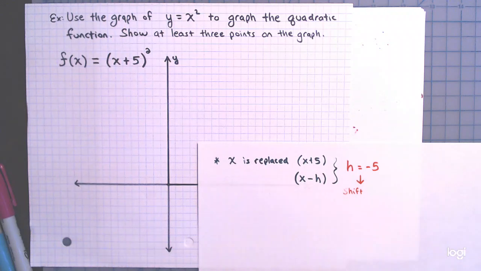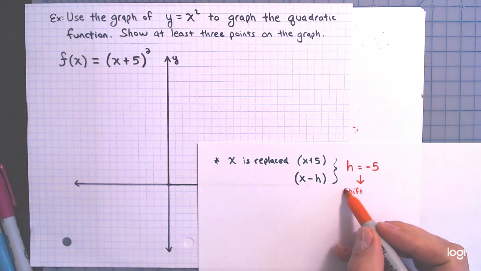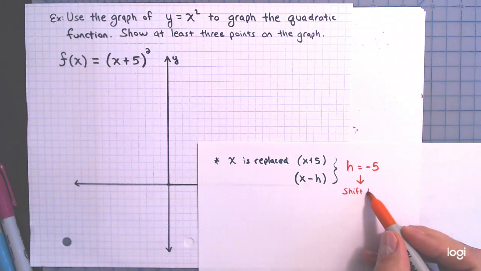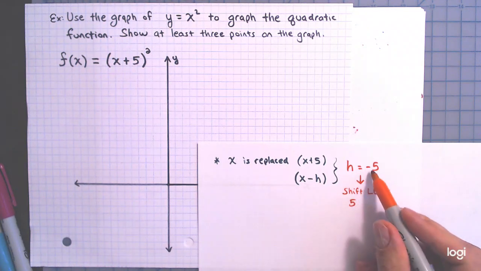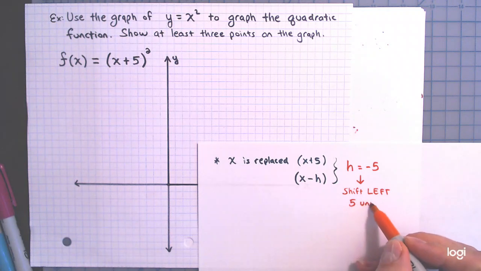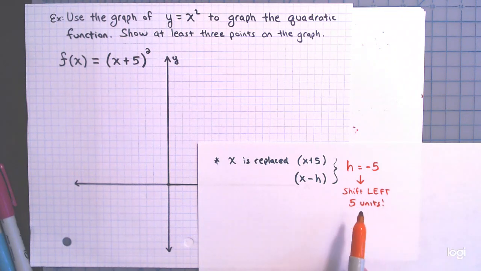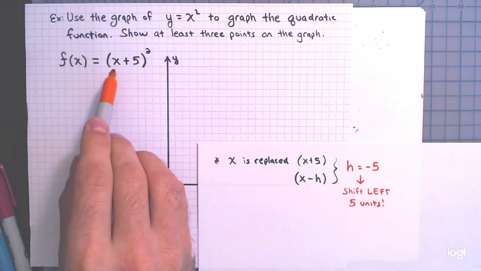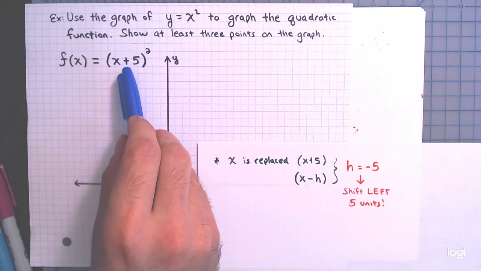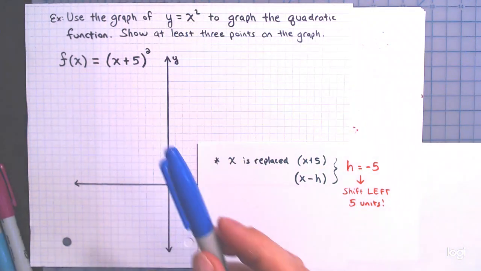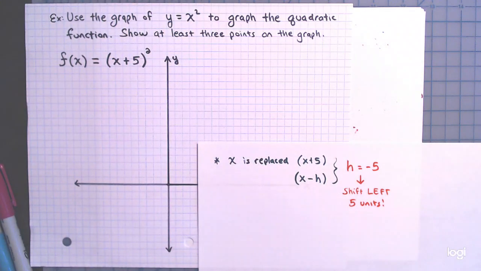I'm going to make some tables. We'll see it in the tables as well before I make the graph. But the graph's going to shift to the left 5 units, right? The absolute value of h. So keep that in mind. I'm going to put up the two graphs of y equals x squared and y equals x plus 5 squared, and you will indeed see that the graph of this new one is just the graph of the old one shifted left 5 units. All right.